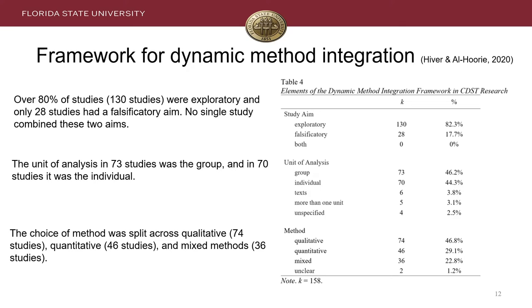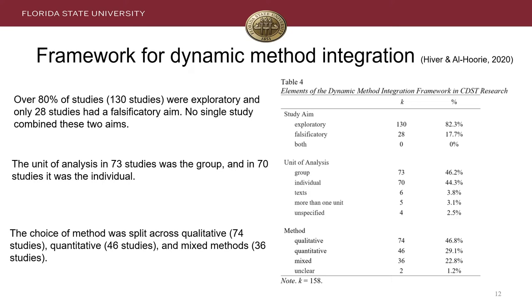The choice of unit of analysis was also fairly straightforward for many studies in this pool. The unit of analysis in 73 studies was the group, and in 70 studies it was the individual. There were 5 studies in this pool that included more than one unit of analysis. Now, this is a very small subset of studies, but they illustrate the extent to which relying exclusively on group-level data may impoverish the field's understanding of various phenomena.